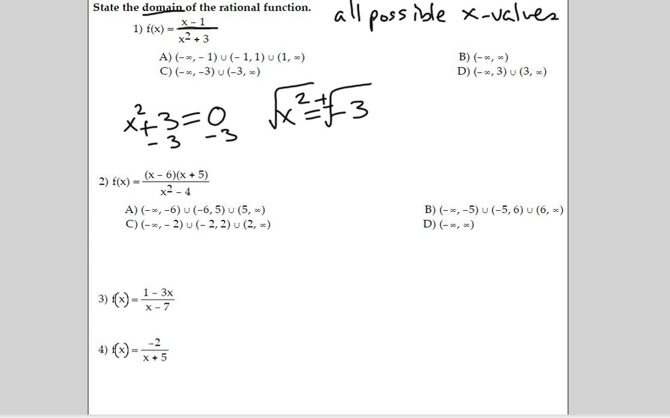If you think about it, x squared is always positive or 0. Whenever you square a number, you're going to get either positive or 0. And when you add 3 to it, then it's definitely going to be positive. So nothing will make this denominator 0. So the domain is going to be all real numbers, which is B. That's interval notation for all real numbers right here. Okay, so that's number 1.